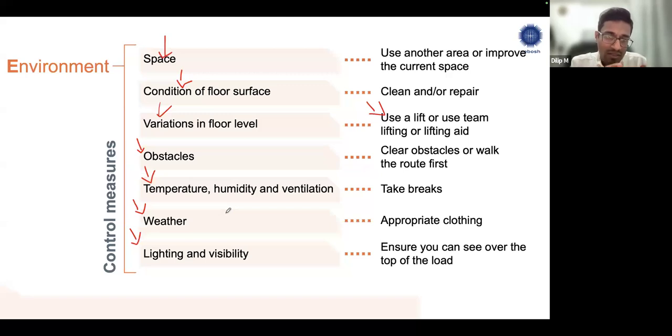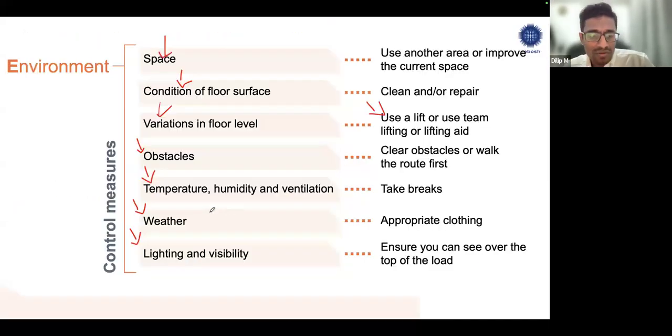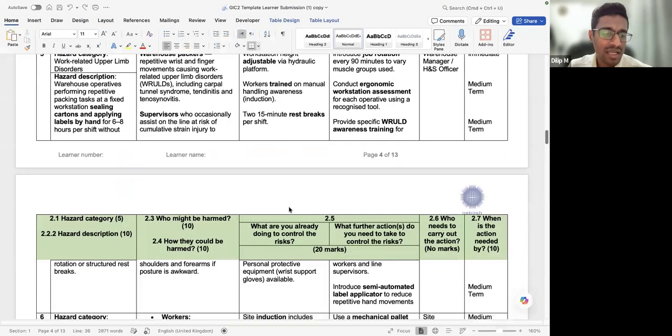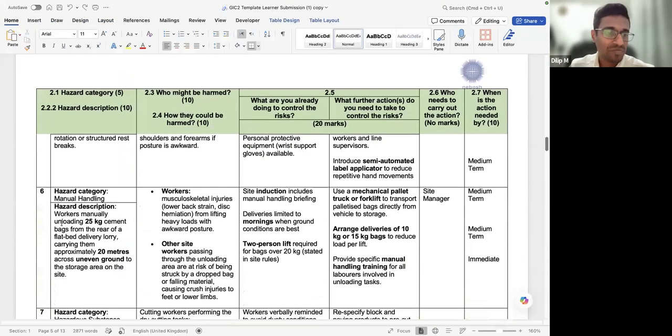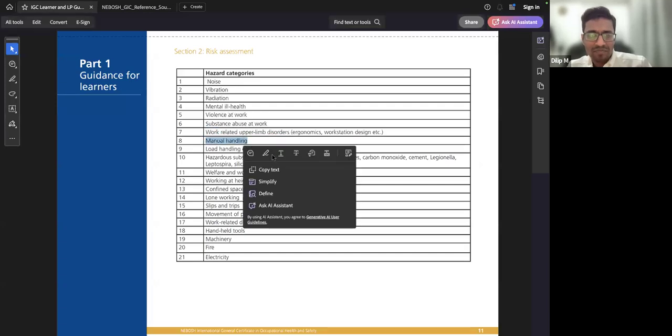So the TILE factors, task, individual, load, and environment should be assessed separately. And for each of the factors contributing to the risk, identify the appropriate controls. Okay. So now we'll look into the example of manual handling. Hazard category is manual handling. So the topic is here, number 8.